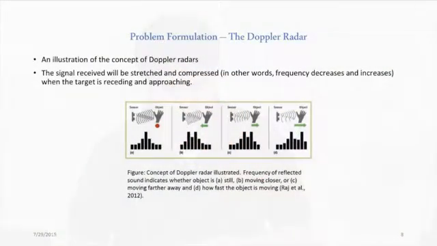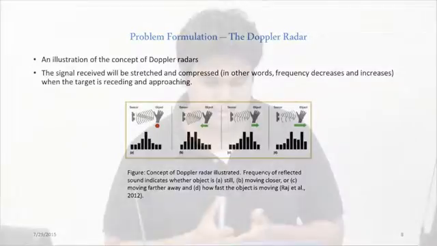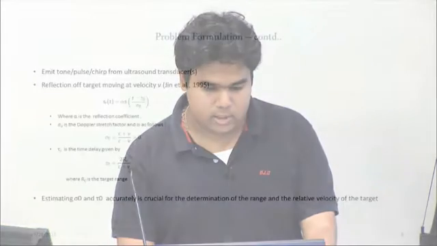So let us take a look at the problem formulation, that is the Doppler radar. Like I mentioned before, this illustrates the concept of Doppler radar. To be more formal, the received signal is basically stretched and compressed when the target is approaching or receding, and ultimately this is what we aim to measure.